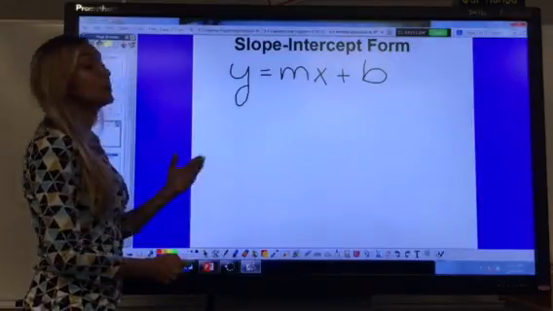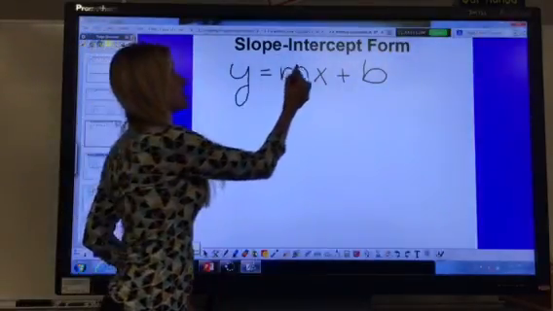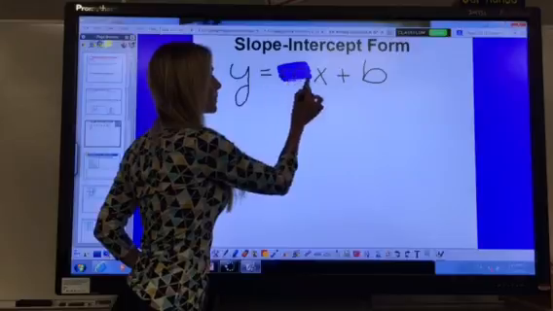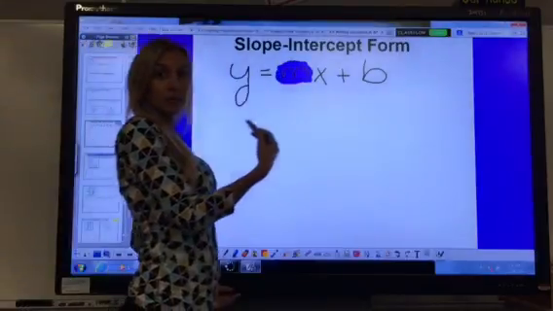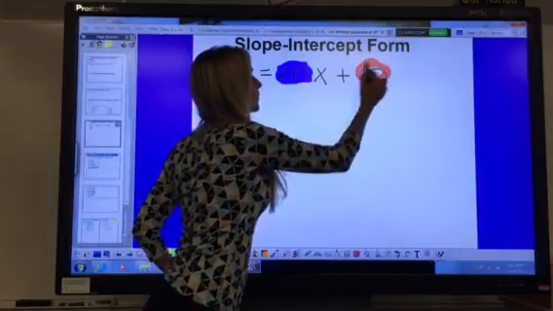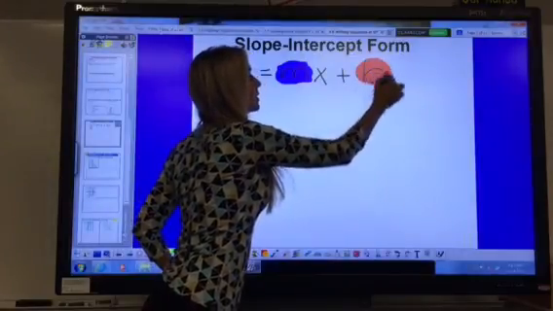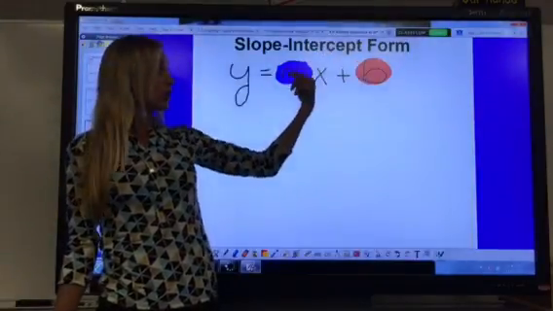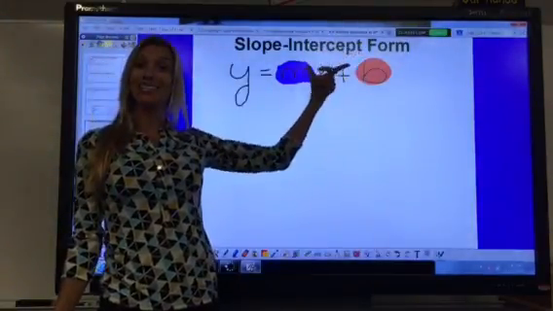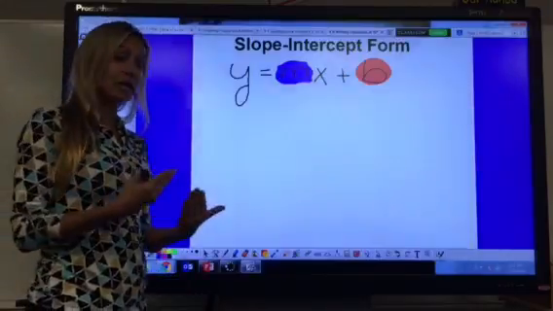The one letter that will be replaced with a number is the letter M, and the other one is the letter B. So only these two letters will be replaced with numbers. So we're going to have to learn how to find the numbers or what they mean.